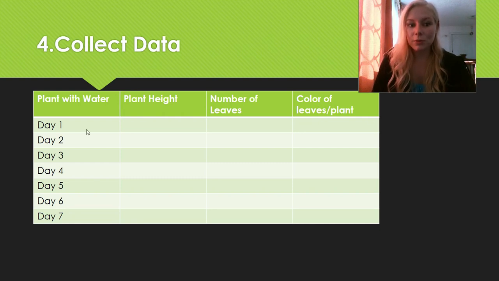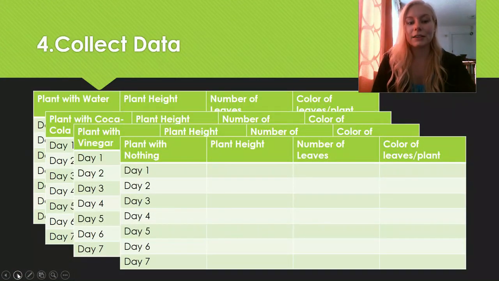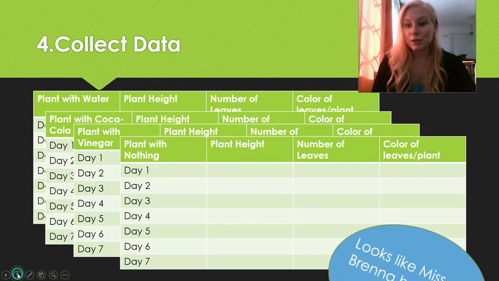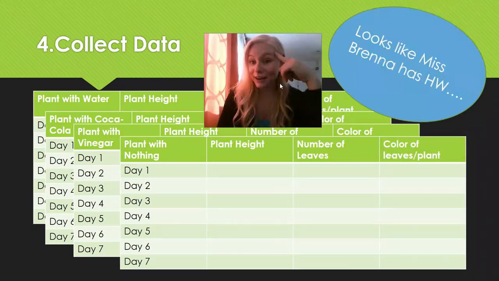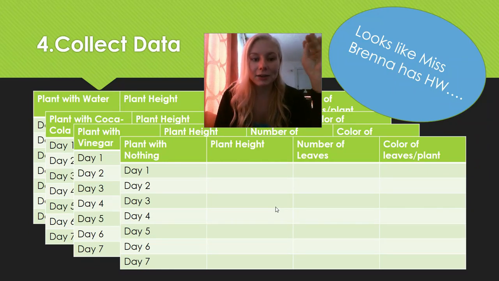So that's just for number 1, okay? That's just for the plant with water. I also have to do one for the plant with Coca-Cola, the plant with vinegar, the plant with nothing, okay? So looks like I'm going to have some homework too. I have to do all of these and every day measure all of these things for 7 days. And then we're going to be able to tell what effect this Coca-Cola, vinegar, or no water has on our plant.